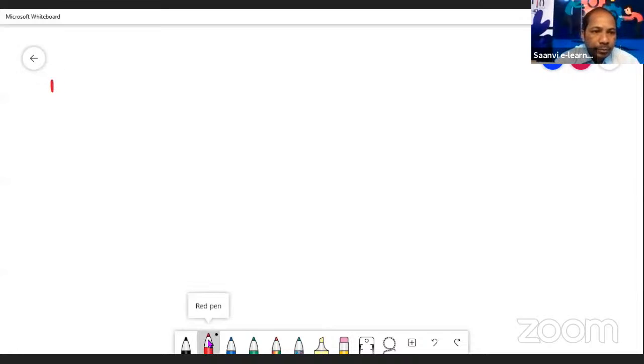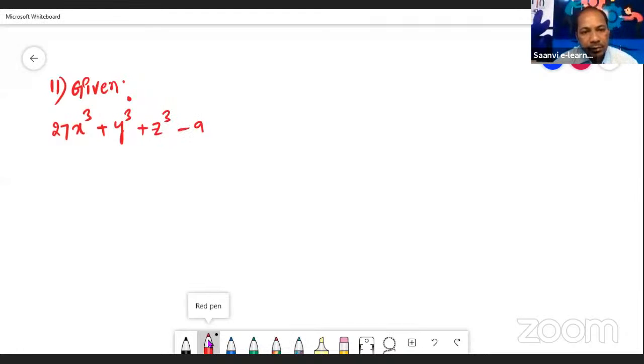Eleventh problem, given 27x cube plus y cube plus z cube minus 9xyz. So this is the given problem, children. We have to factorize this using a suitable identity.